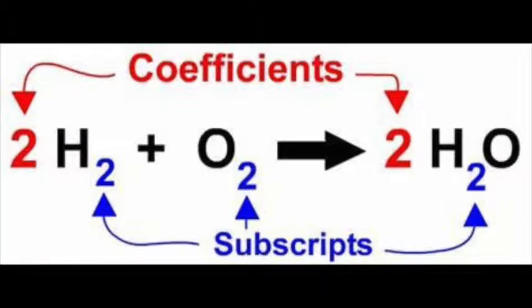grams of water. In chemistry, a coefficient is a number placed in front of a term in a chemical equation to indicate how many molecules or atoms take part in the reaction. Now let's see the question on page 124.